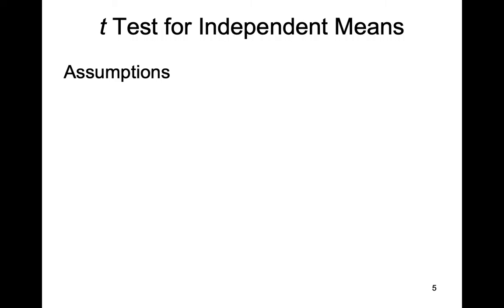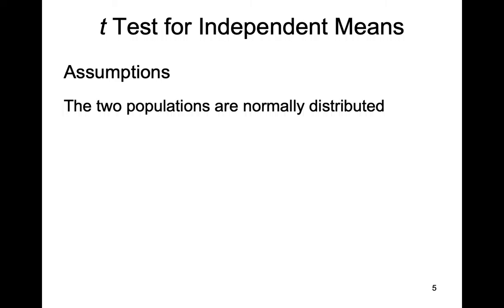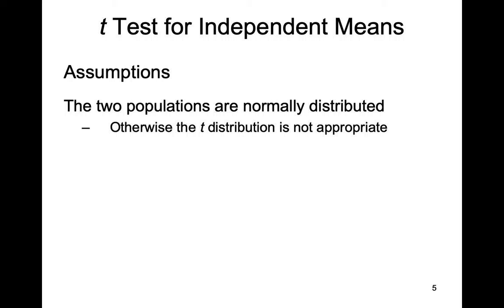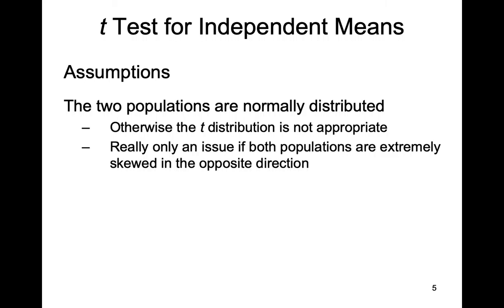All right, so that's just an overview of the logic that I reviewed in the first lecture on our independent means t-test. All right, so a couple assumptions. The first is that our two populations are normally distributed. Otherwise, a t-distribution is not appropriate. Our t-distribution is our comparison distribution for when we calculate our t-statistic. We're going to place that statistic in a t-distribution. So if our two populations are not normally distributed, we can't use a t-distribution.